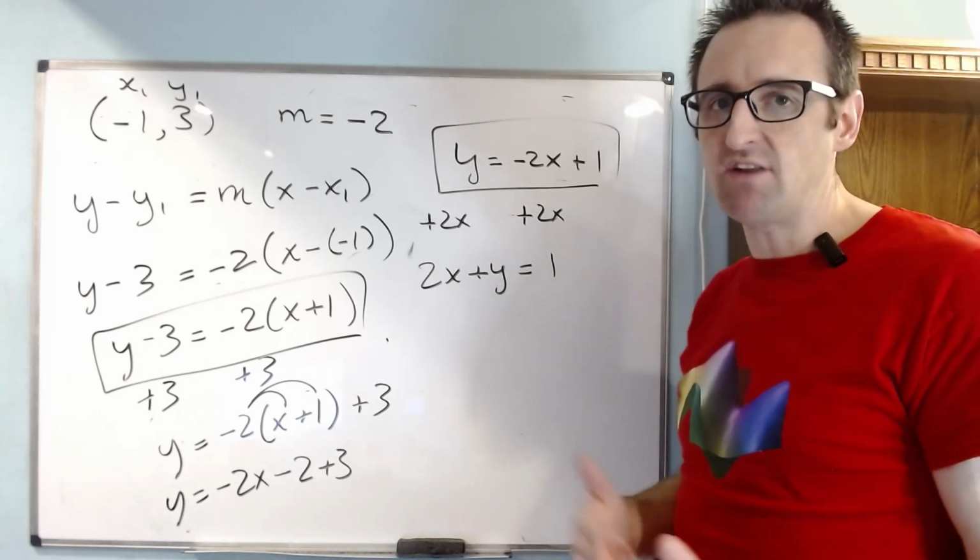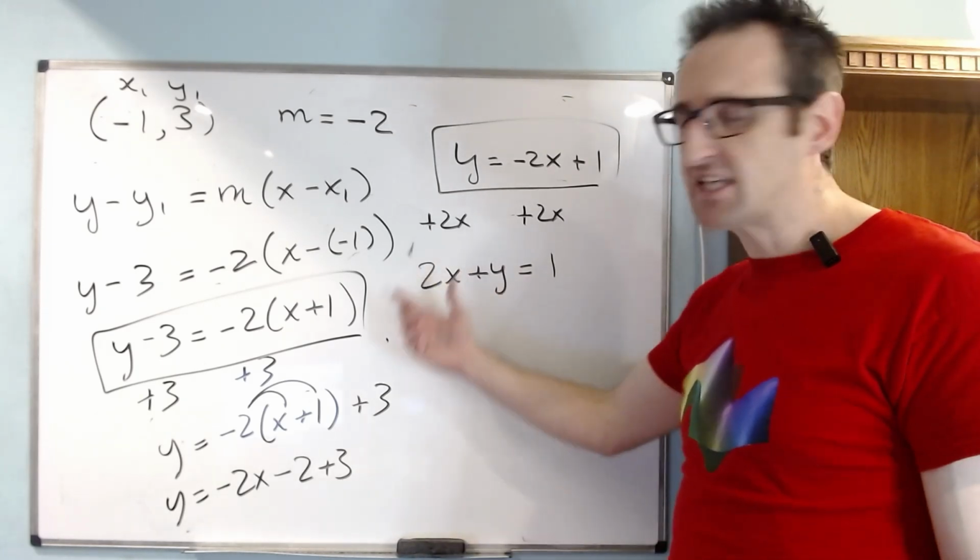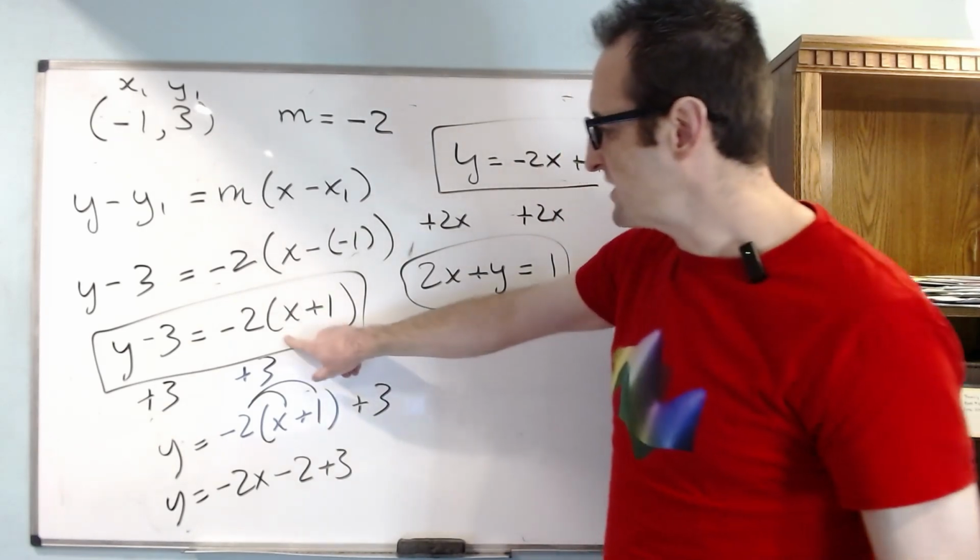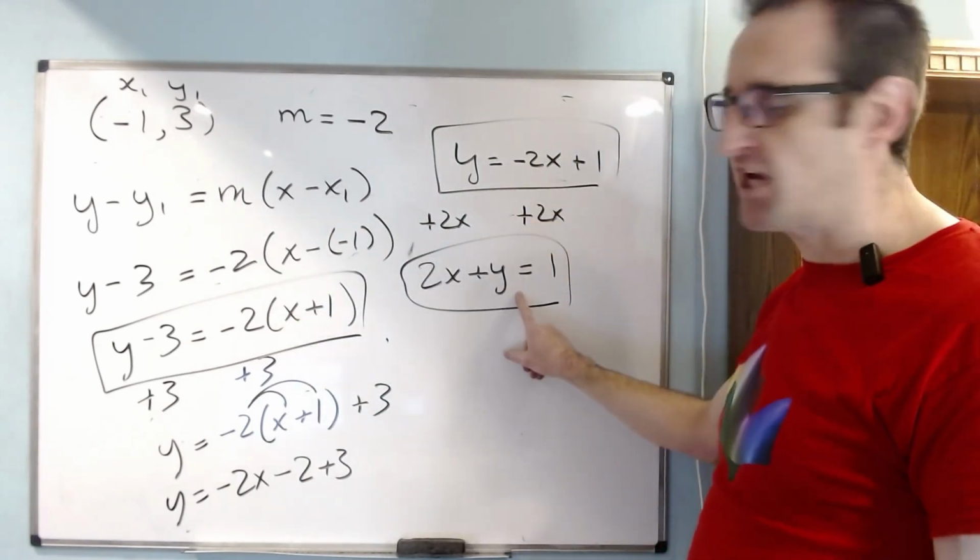2, 1, and 1 don't have any common factors among all three of them, and so that's the general form of the equation. So point-slope form, slope-intercept form, general form of the equation.